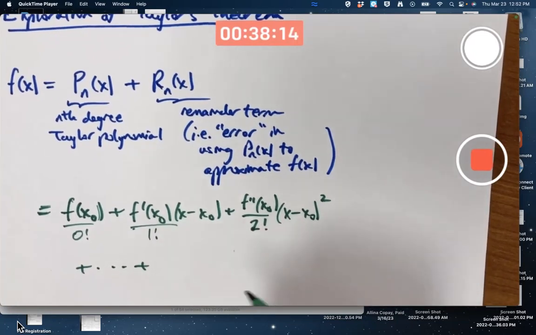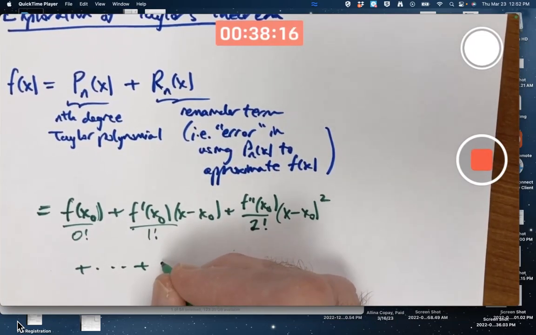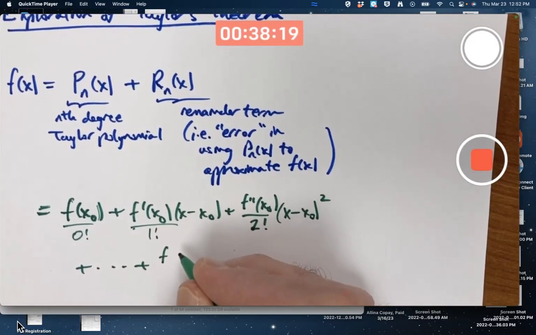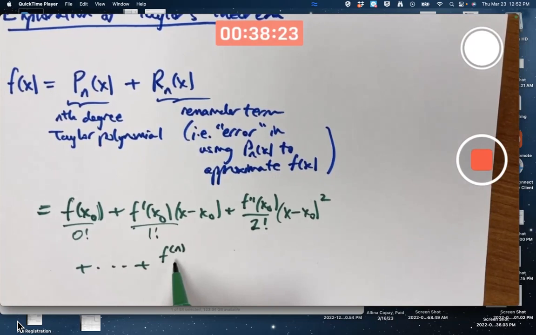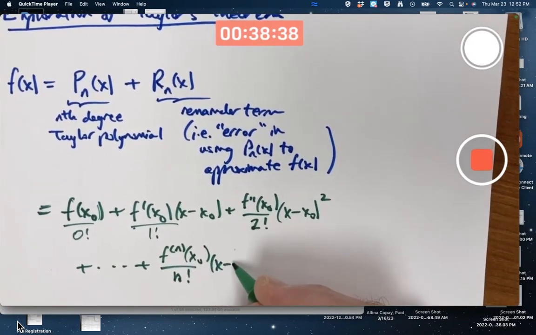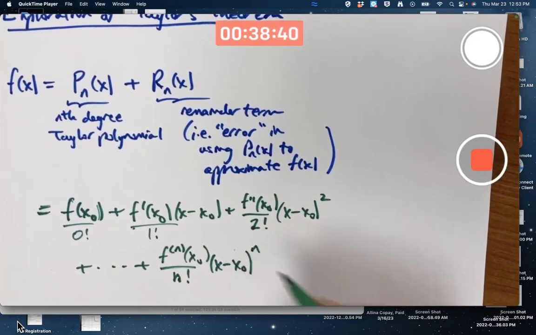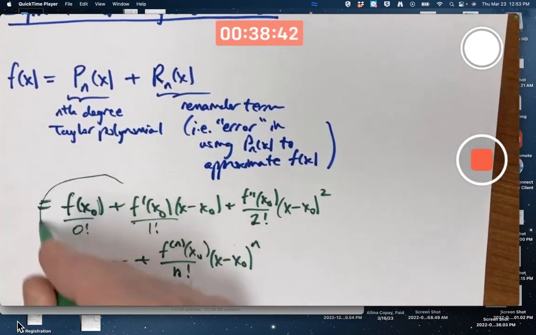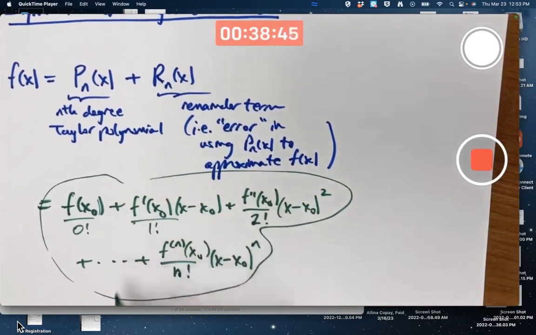This is going to be an nth degree polynomial. The nth degree term is going to be the nth derivative of f. This notation means nth derivative. So if n is 1, it's the first derivative. If n is 2, it's a second. If n is 3, it's a third derivative. At x zero divided by n factorial times x minus x zero to the nth power. This entire thing is P_n(x).